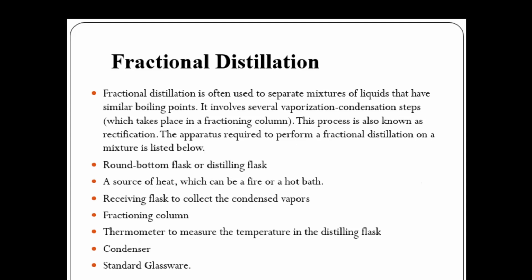Okay, so a round bottom flask or distilling flask is required, along with a source of heat, which can be fire or a hot bath, a receiving flask to collect the condensed vapors, a fractionating column, a thermometer to measure the temperature of the distilling flask, a condenser, and standard glassware. These are the instruments required for the distillation process.